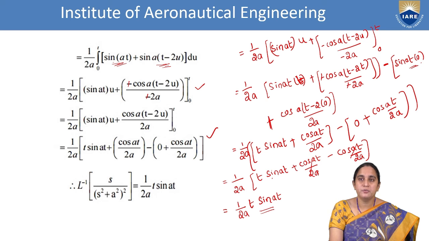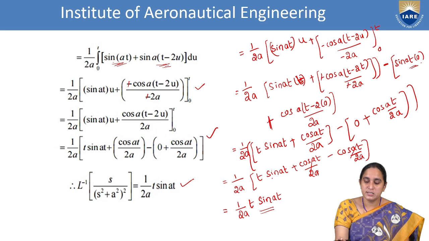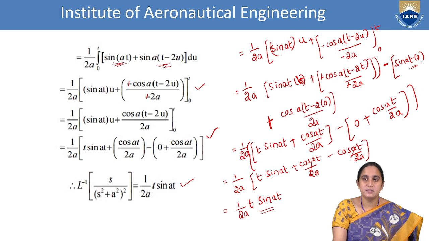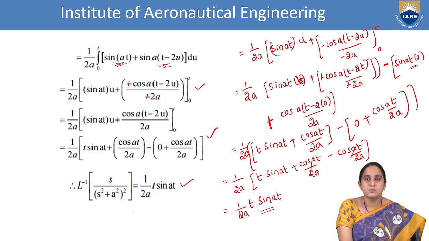Therefore, we got the final answer: 1 by 2a into t sin at. This is the final answer for the third question. It is very difficult compared to the previous questions. If you know each and every formula in intermediate level trigonometry, differentiation and integration, only then are these types of problems easy. Otherwise it is very difficult to solve. Therefore, Laplace inverse of s by (s square plus a square) whole square is equal to 1 by 2a into t sin at.